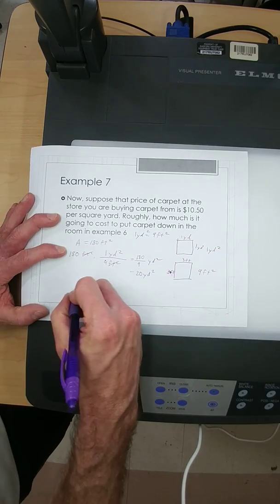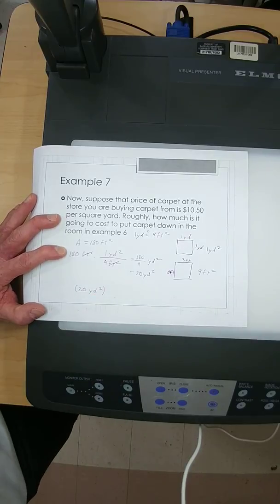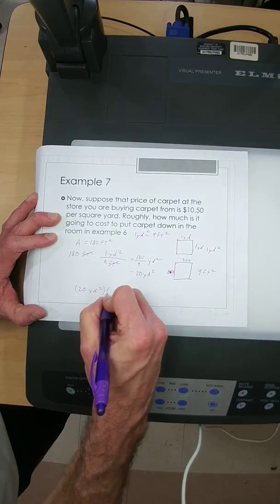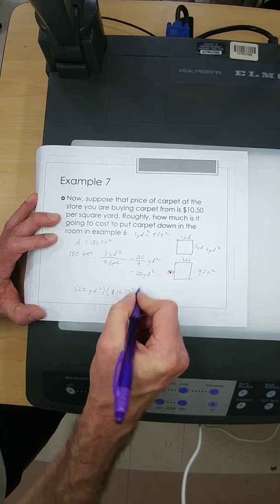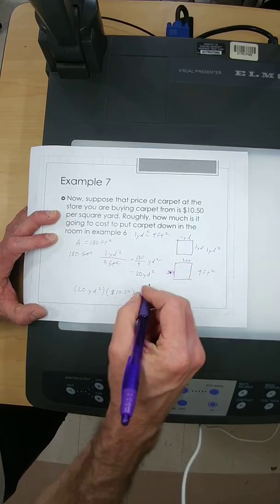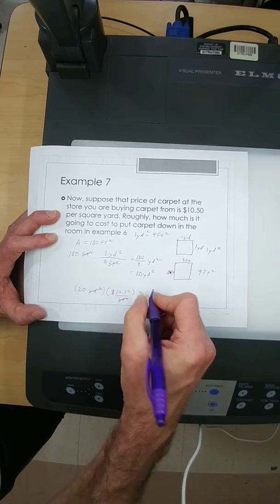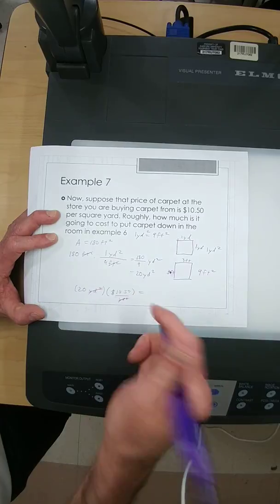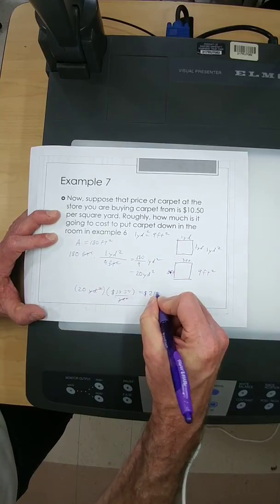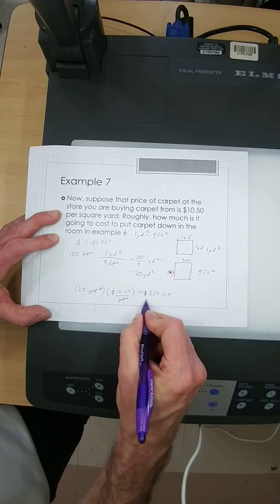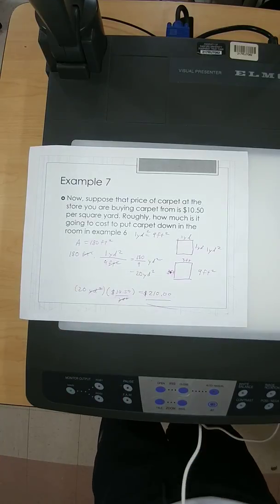And if we multiply that, we can figure out the cost now. We got 20 square yards of carpet that we need to buy, and it's $10.50 per square yard. Again, you can cancel units. You can just multiply as well, but it will come out to $210 is the cost of the carpet without factoring any labor cost.